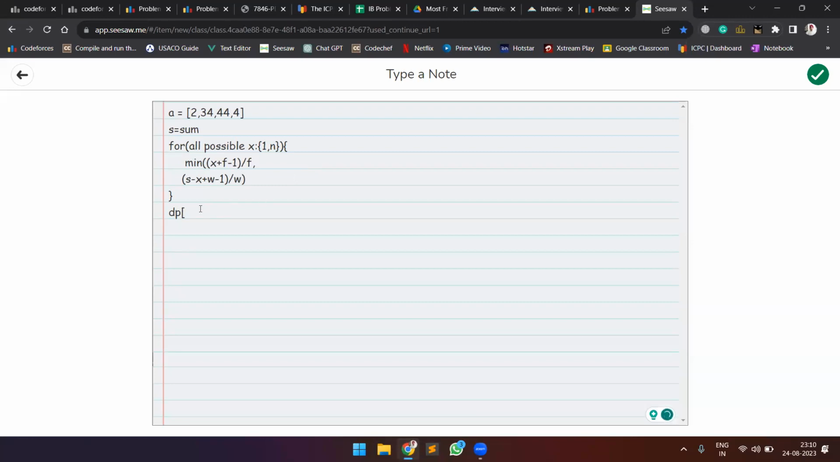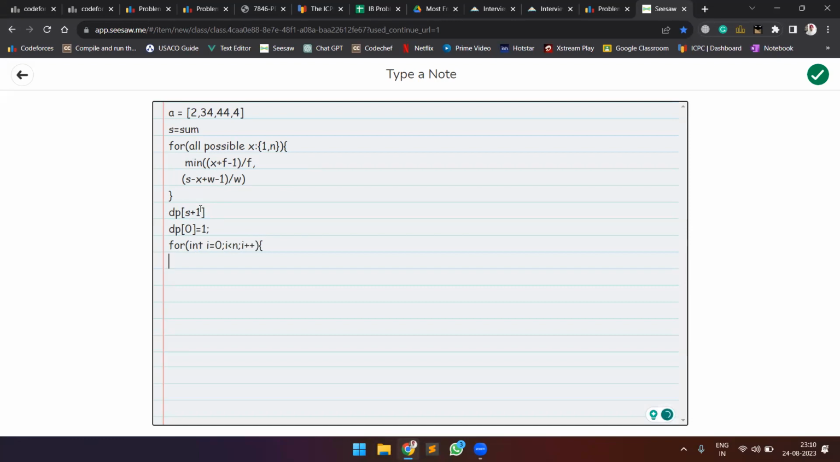So what I do is I make a DP of size s plus 1, and DP of 0 is initially 1. Then I iterate for each of the monster strengths. After that, I iterate on each of the strengths in DP from backwards. So j equal to s, j greater than or equal to a of i, because currently we are going to add a of i, right? So it can't be less than a of i.